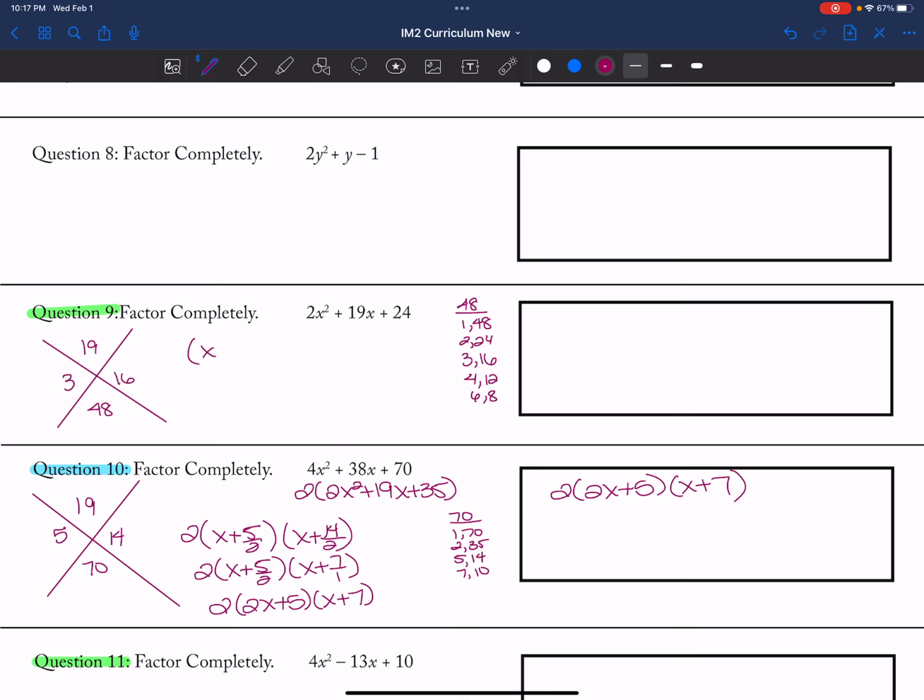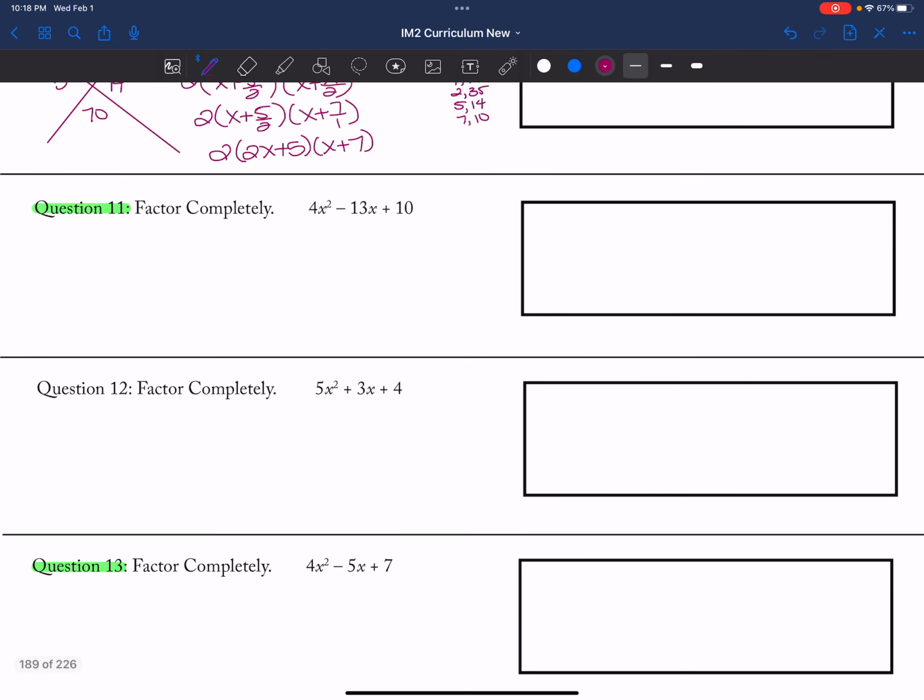So I have x plus 3 over 2 and an x plus 16 over 2. And then I reduce, so x plus 3 over 2 and x plus 8 over 1. And so I then take what's in the bottom and bring it to the top. So I get a 2x plus 3 and an x plus 8. So 2x plus 3 and an x plus 8.